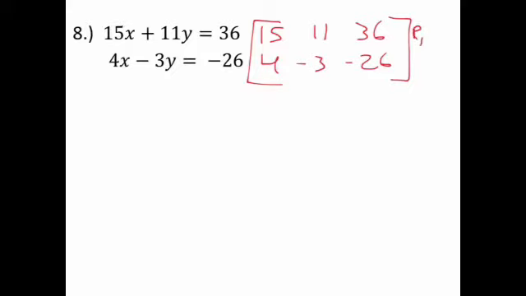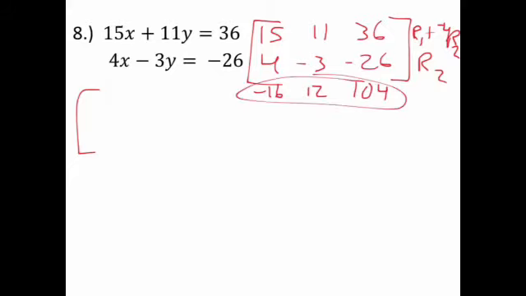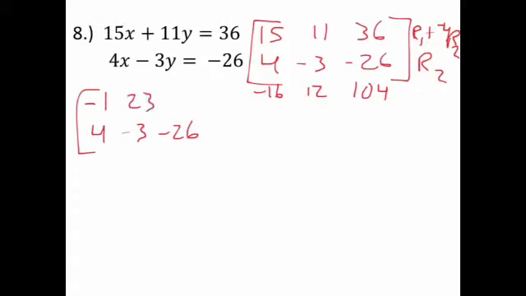I'm going to do row 1 plus negative 4 times row 2, and leave row 2 the way it is right now. Let's see. Negative 4 times this gives me negative 16, positive 12, and I actually don't know what that is right now. Hold on. Okay, it gives me 104, and now I need to add this row to this row, and my second row is the same, so 4, negative 3, negative 26. But my other one is going to give me negative 1, 23, and 140.